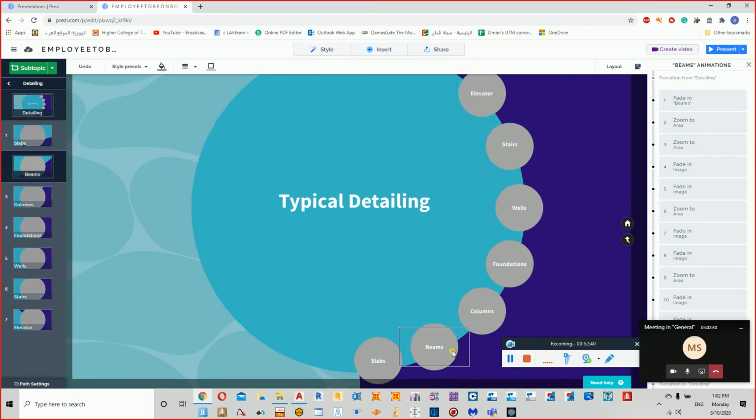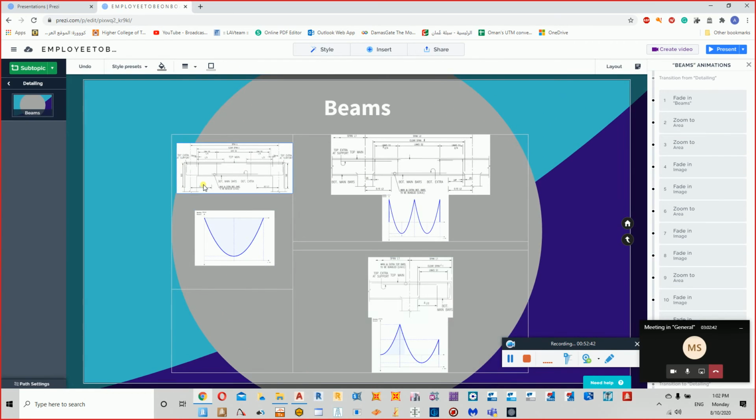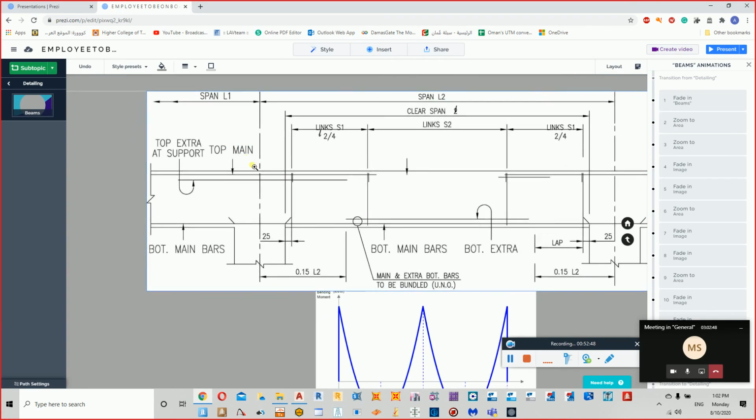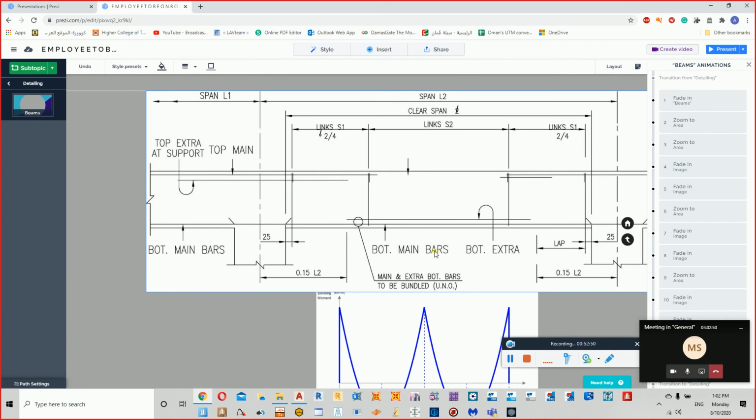Okay, going for the beams. Now what happens? This is the first support. This is the second support. The reinforcement for the bottom bars always goes from the beginning till the end. It will not be stopping anywhere. You see the bar from the beginning to the end. It goes even to the other sides.